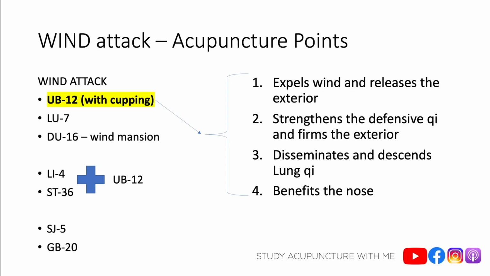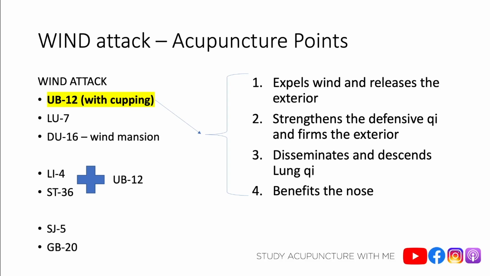So the point prescription calls for UB12, lung 7, Du 16, Li4, stomach 36, and Sanjiao 5 and gallbladder 20. And I put those in a certain sequence for a reason. So first one is UB12. It's UB12, which is also known as Feng Men, which means wind gate or wind door. Where's this point? It's the first line of the urinary bladder. It's 1.5 sun from the center of the spinous process, right? And it's next to spinous process T2. So wind gate, urinary bladder 12, 1.5 sun lateral to T2 spinous process.